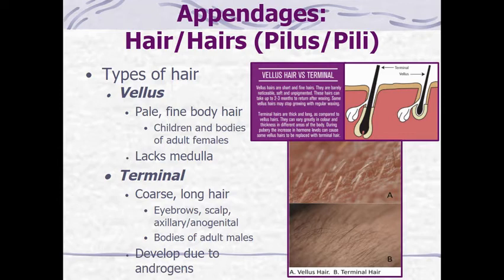Terminal hair is coarse, long hair. So this is what we have in our scalp, our eyebrows, our eyelashes. Our axillary and anogenital regions are all covered in terminal hair, and the bodies of adult males. And that's because of androgens. Males tend to have more androgens, that's that hormone, and so they develop more terminal hair over more parts of their body. Females usually have less androgens, and so their arms usually form the vellus hair because of that.